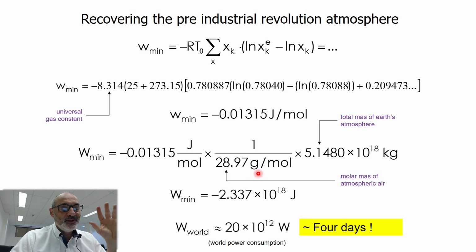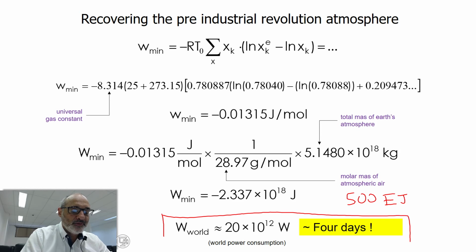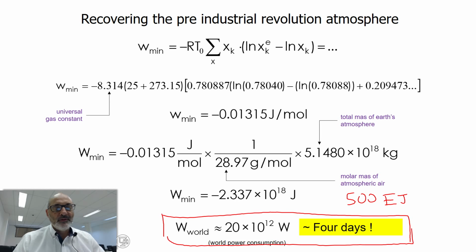Sometimes I do this. I hope I did all the calculations correctly, but this means that this amount of energy is 2.2 exajoules. Exa seems a very big number. It is actually, but the world's annual energy consumption is around 550 exajoules. So it's not very much actually. If you calculate in terms of power consumption, it's equivalent to 4 days of power consumption.